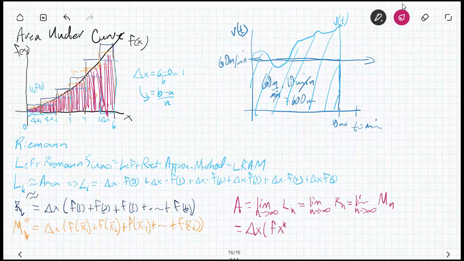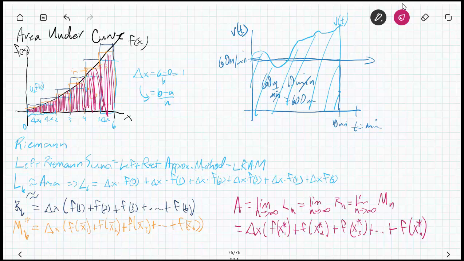The way I write this is f of x star 1 plus f of x star 2 plus f of x star 3 plus ... Now I can't go to f of x star 6, because we're going to let the number range out to infinity. So we just say f of x star n. And guess what? You're set.